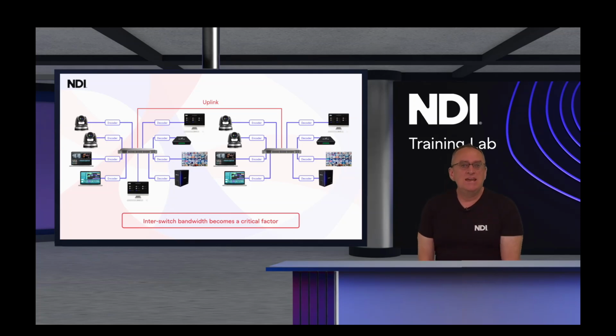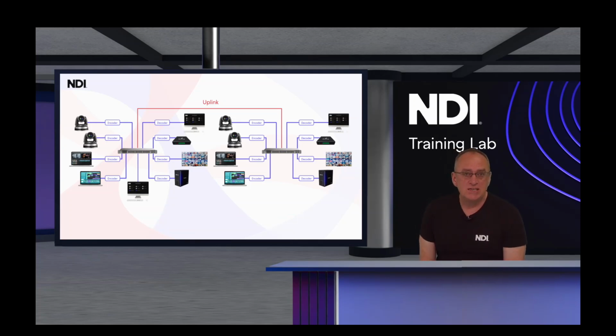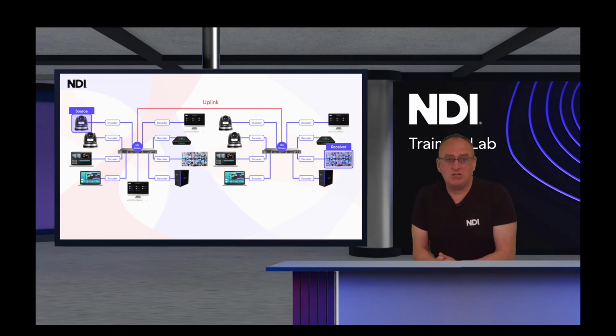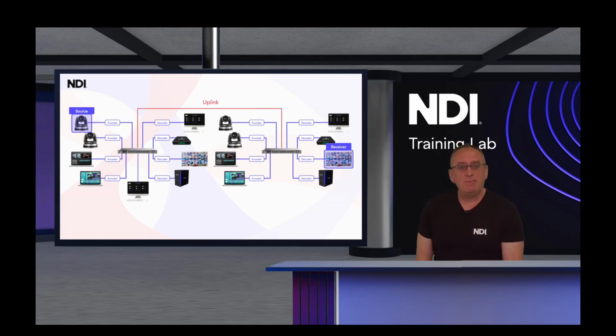When NDI streams need to travel across switches, especially from sources connected on one switch to receivers on another, the uplinks between switches carry that traffic. Now, if they're not properly dimensioned, these uplinks can quickly become saturated, leading to visible issues such as frame drops, stuttering video, or increased latency. So to avoid these problems, it's essential to approach multi-switch network design with the following strategies.